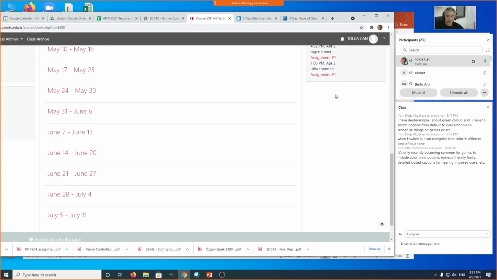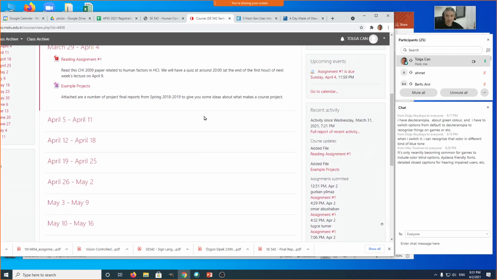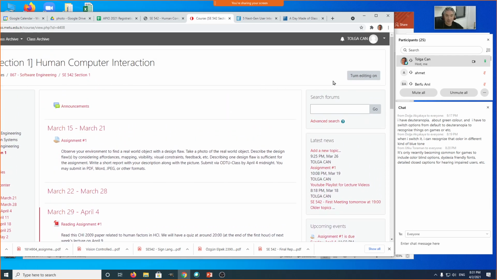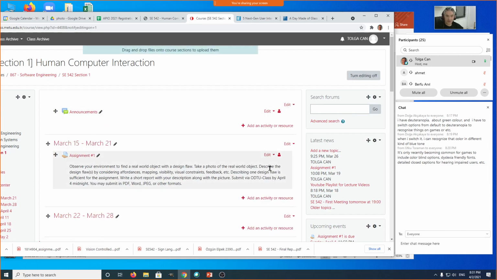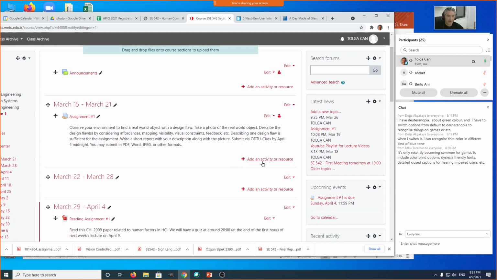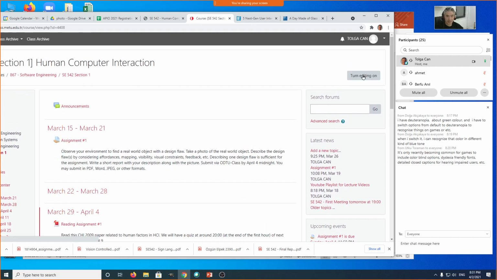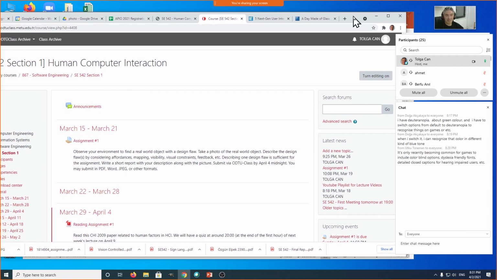And it's not visible when you scroll down. As you can see, it's not visible at all. So you have to be at the top of the page to see this turn editing on. When you click on it, the interface changes and you can now add certain activities and resources on Oculus. Okay, and by default it's off. That's another thing. Maybe by default it should be on, and you should just click on this to turn it off if you want to turn it off.